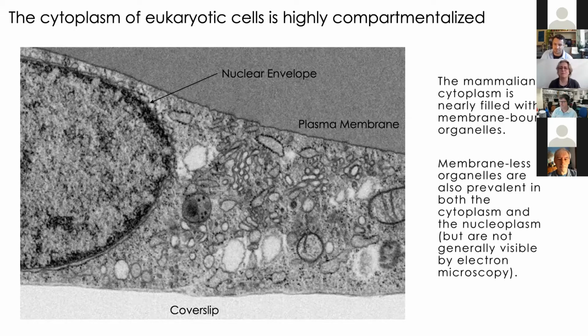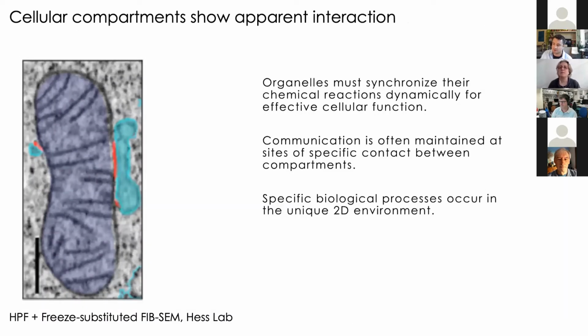And this creates kind of an interesting space for cells to be able to navigate. Now, it turns out to be really important because organelles, although they are separate sealed subcompartments, still have to be able to synchronize their chemical reactions in a dynamic way for cells to be able to execute their functions. And the major way that this communication is thought to be maintained is at sites of specific contact between these compartments. Additionally, from a physics perspective, these sites of interface between organelles are of a lot of interest since they produce a very unique two-dimensional liquid environment.